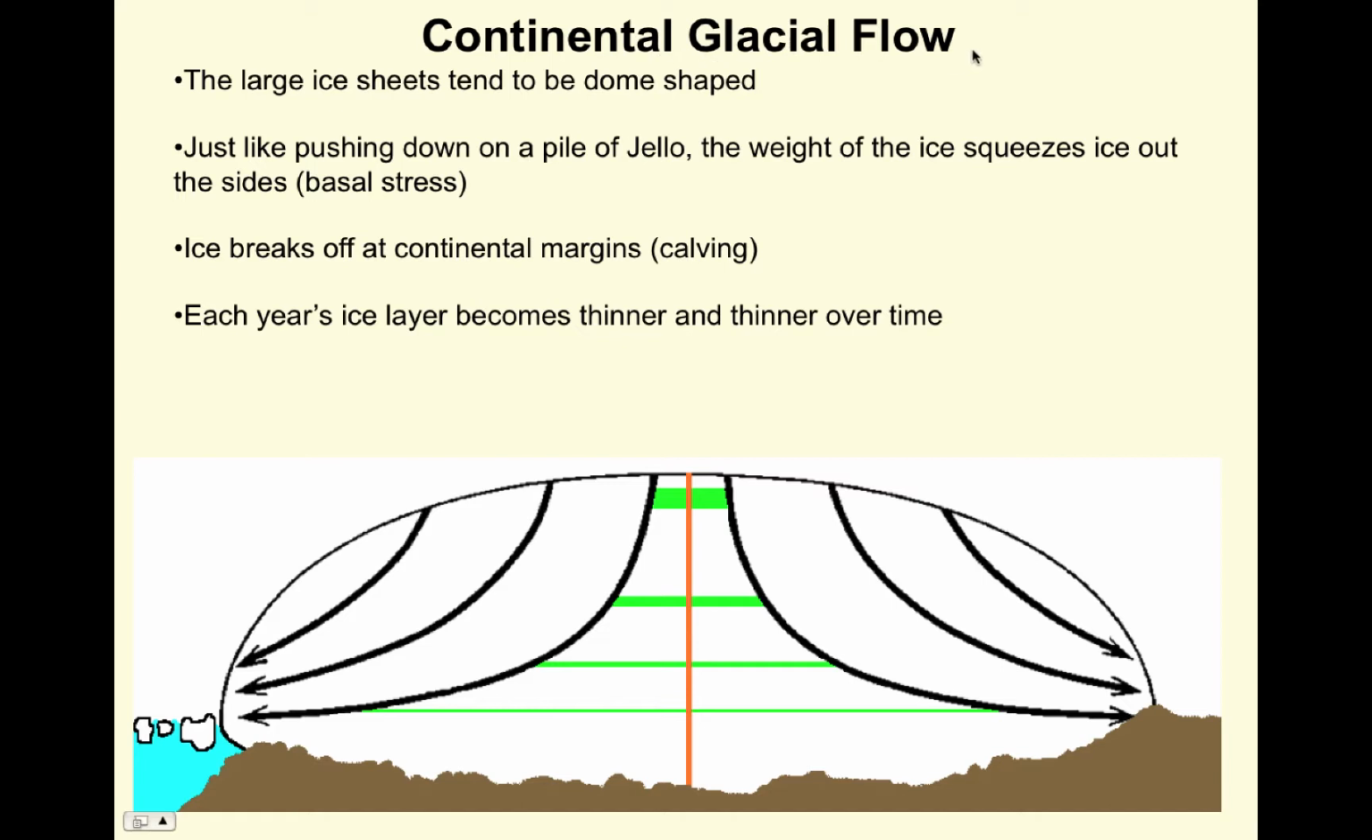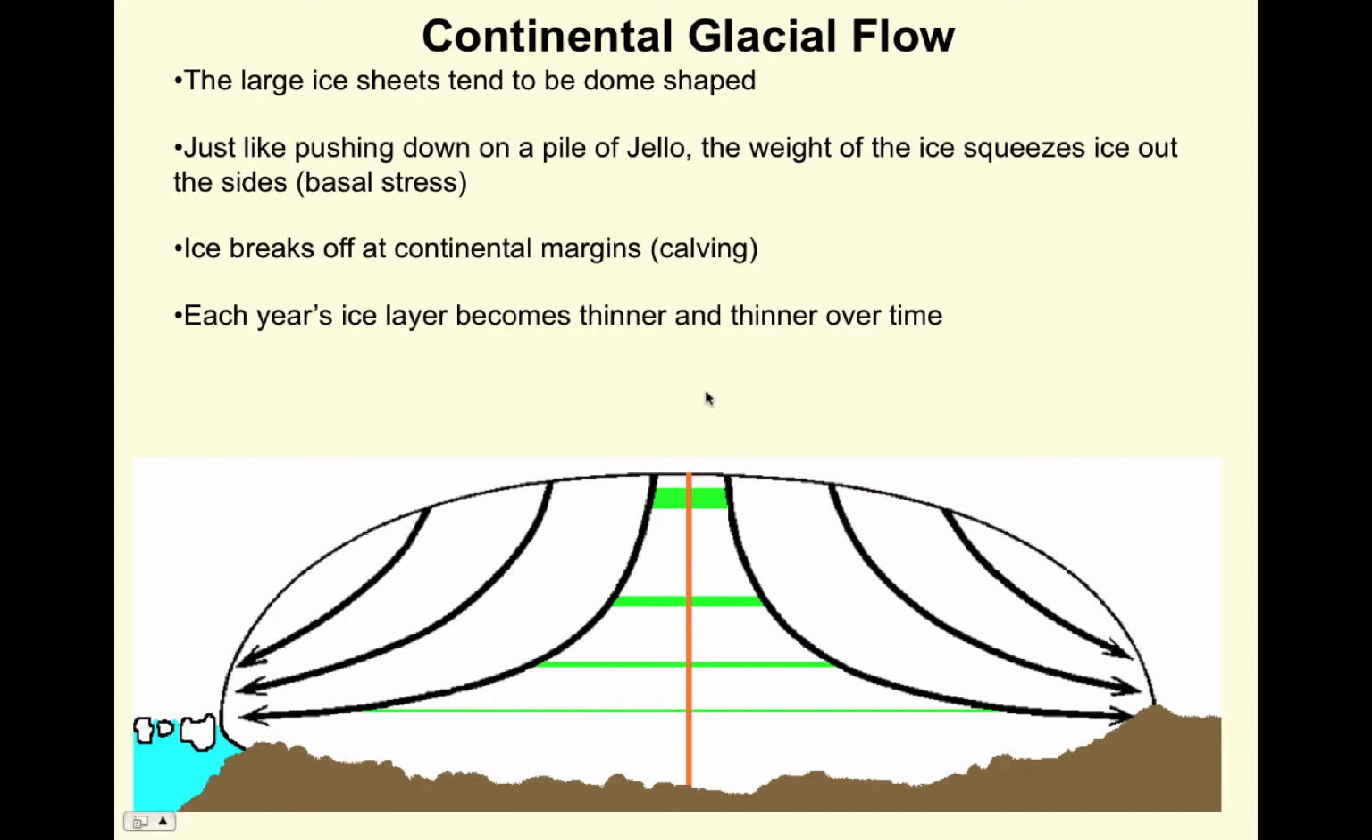In the case of a continental glacier, you don't have that downhill effect. So what causes ice to move towards the edges of the continents and calve off as icebergs into the ocean? Well, the large ice sheets tend to be dome-shaped, as shown here. Obviously an extreme example. Let's just imagine this is Antarctica. Just like pushing down on a pile of jello, the weight of the ice literally squeezes out the ice on the sides in what's called basal stress. So just stress formed along horizontally trying to push outward.